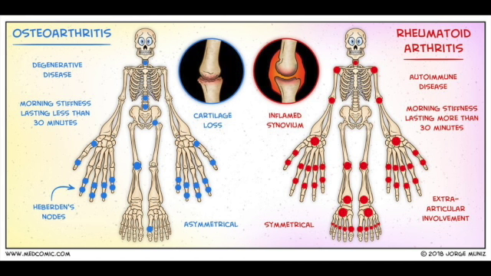Physical examination: symmetric inflamed joints, warm, erythematous, soft, boggy, ulnar deviation of the hand, swan neck and boutonniere deformities, rheumatoid nodules over bony prominences as well. Diagnosis: rheumatoid factor is the best initial test, but anti-cyclic citrullinated peptide antibodies, anti-CCP, is the most specific. Increased ESR and CRP. So, rheumatoid factor is the best initial test, anti-CCP is the most specific.